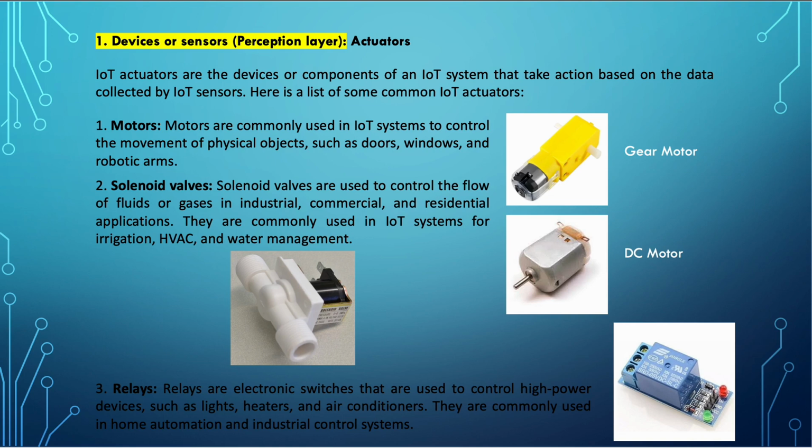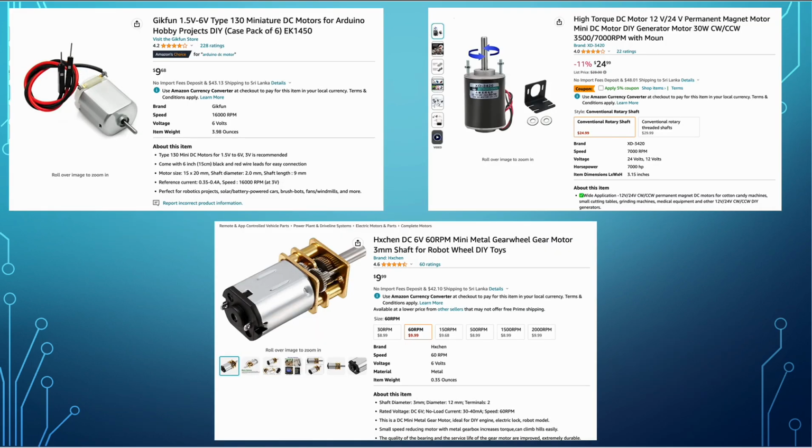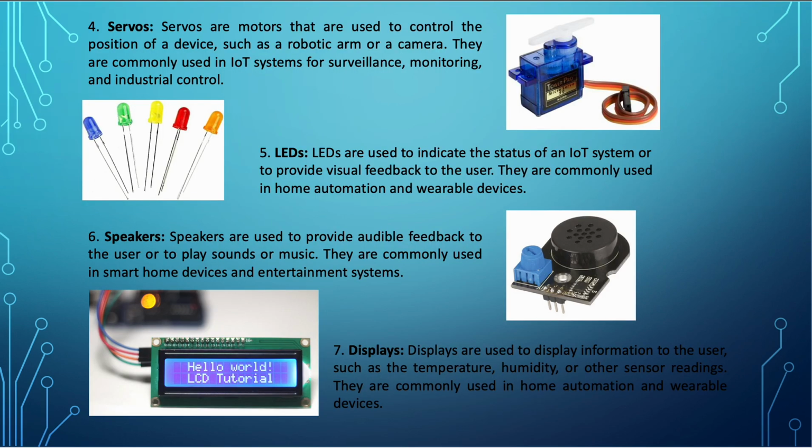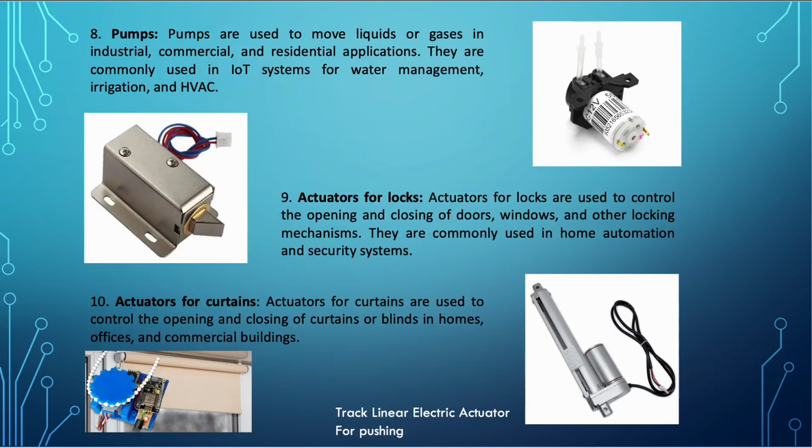We defined actuators as well. We talked about motors, solenoid valves, relays, and how they work and how to choose them, their properties, and having the correct product. We then talked about servo motors. Then we talked about LEDs, speakers, and displays. These are more outputs towards human understanding and interaction. Then we talked about pumps, actuators for locks, actuators for curtains, linear and circular motion.